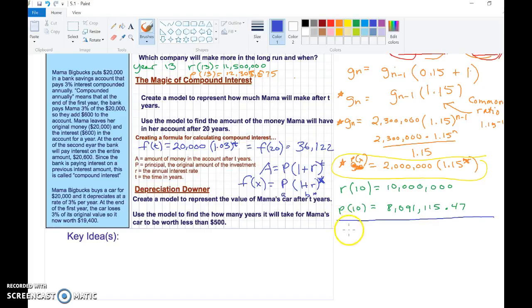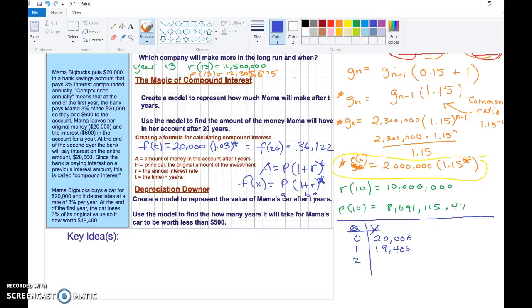So that's why at year zero, she has 20,000. The car's worth 20,000. But after the first year, we're subtracting $600. So then it's worth 19,400. Now what happens next is that in year two, it's not that we're taking $600 away again. We're taking 3% of the 19,400. So each time we take the first amount and we take 3% of that and subtract it.